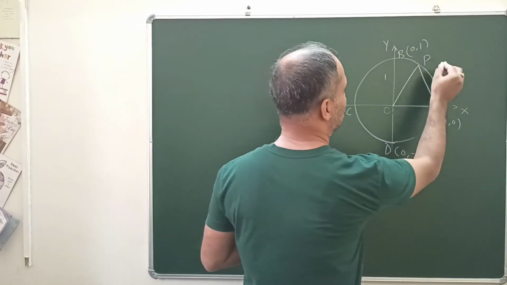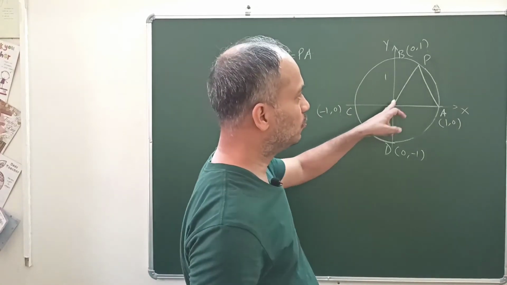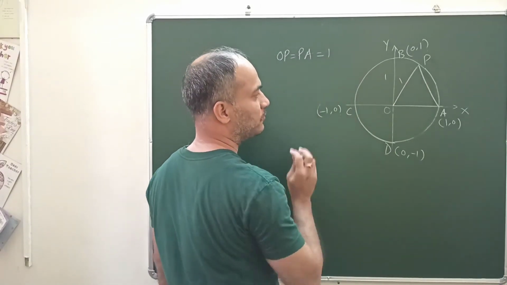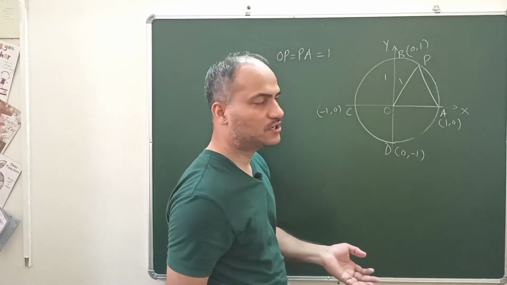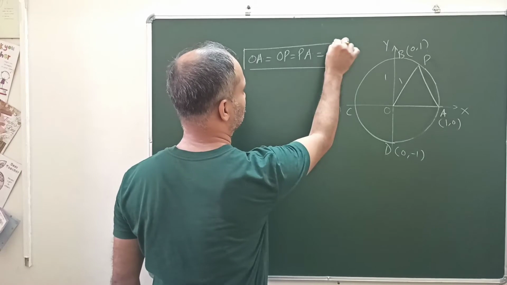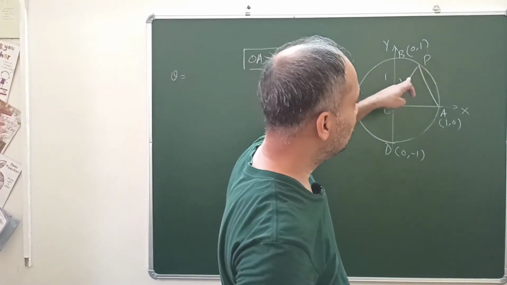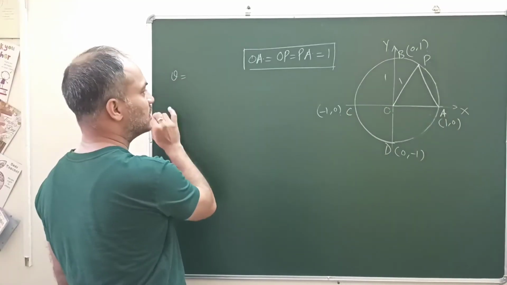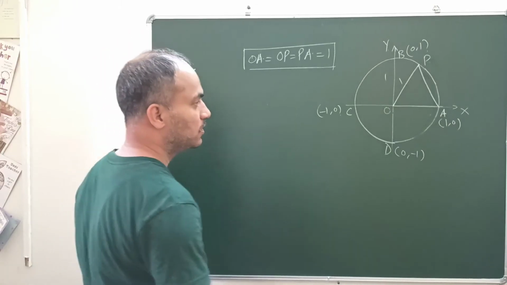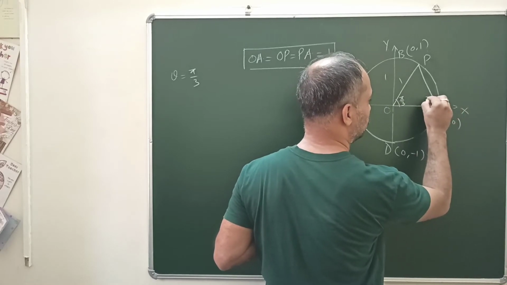Okay, it means we take the point in such a way that OP is equal to PA, and we know OP is radius and it is equal to 1, so this is also 1. Fine. OA is also a radius of the circle, so OA is also equal to 1. So this is the condition when we talk about this particular angle. Fine. So this triangle becomes an equilateral triangle. Each angle of an equilateral triangle is pi by 3, that is 60 degrees. Okay, so this angle is pi by 3. Okay, it is also pi by 3.